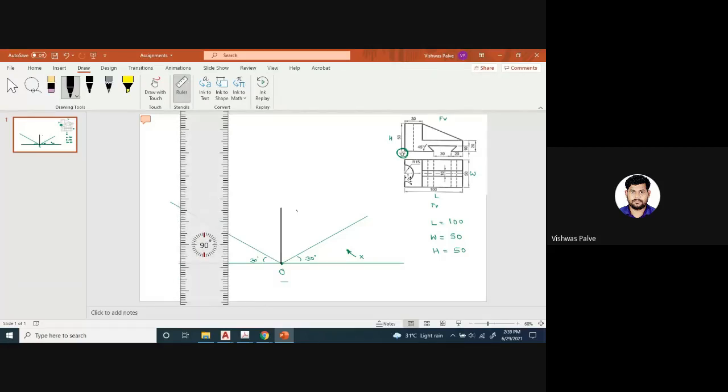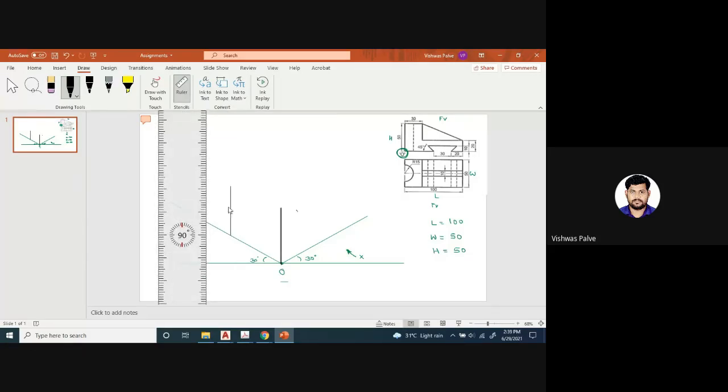Then similarly, how much is the width? Width is again 50 millimeter. Leaving 50 millimeter space, I will again draw a vertical line. Okay, so these two lines, height is same, 50 millimeter, 50 millimeter.